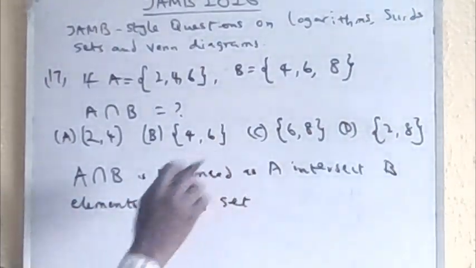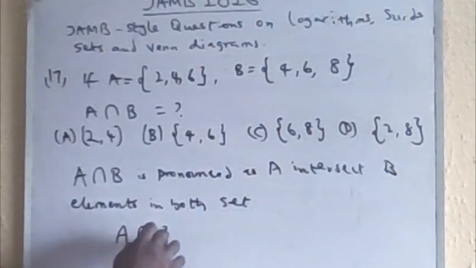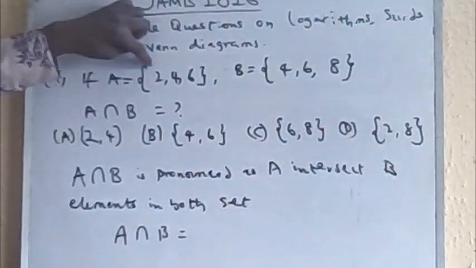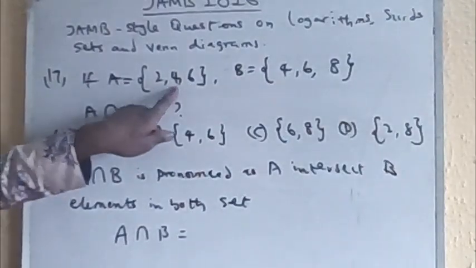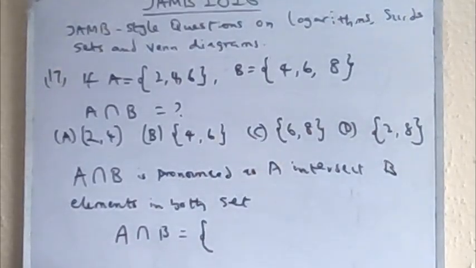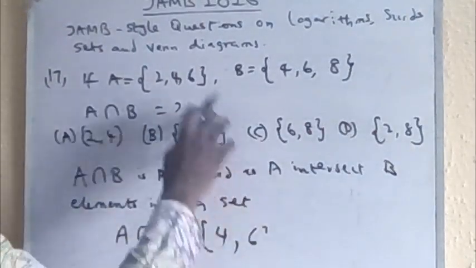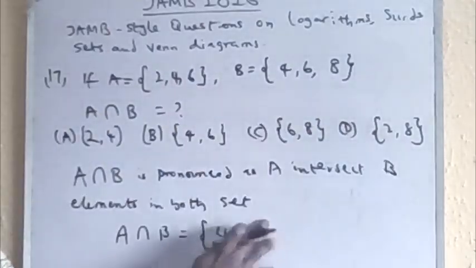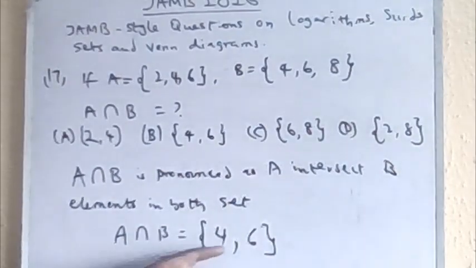So for this case, A intersect B is, so I look at this one, I have 2 here, I don't have 2 here, so it doesn't qualify as intersect. I have 4 here, I have 4 here. So the first element in the intersect set is 4, right? Comma, I have 6 here, I have 6 here. So another element is 6. I have 8 here, I don't have 8 here. So that ends the list of elements. So A intersect B is simply 4 and 6. The answer is option B.